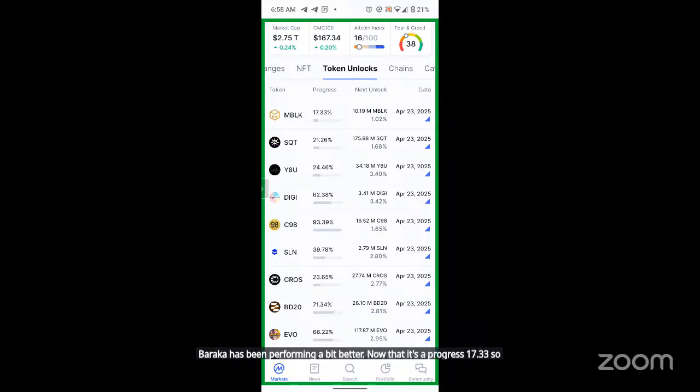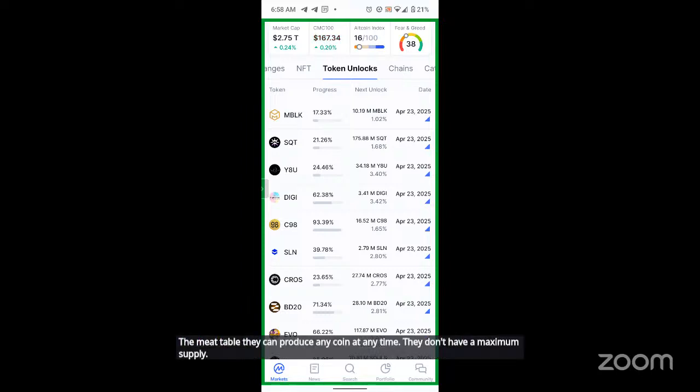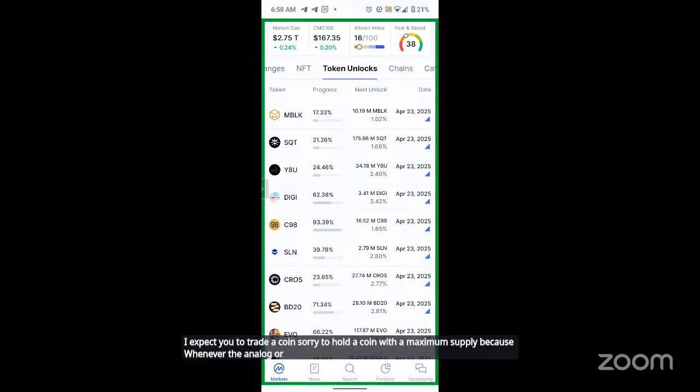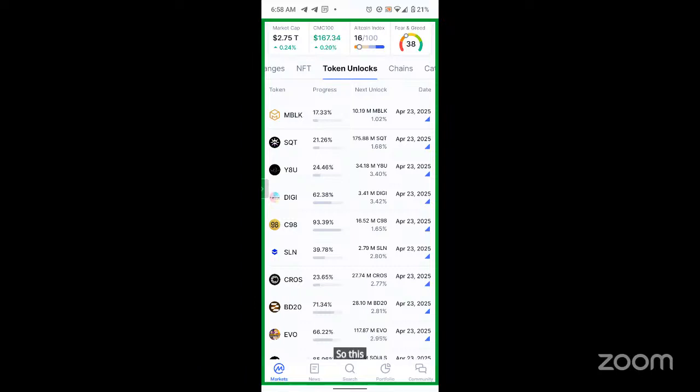So with coins, token unlocks matter, especially for coins that are mintable. They can produce any coins at any time and don't have a maximum supply. I would expect you to hold a coin with a maximum supply, because whenever they unlock more coins, it disrupts the market, okay? It increases supply, and supply overpowers demand. So this reduces the price of the coin. I can give you an example of XRP, which was once at $3.